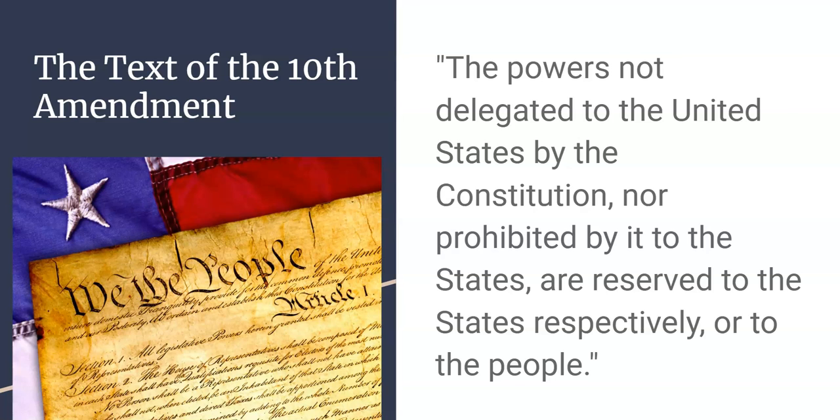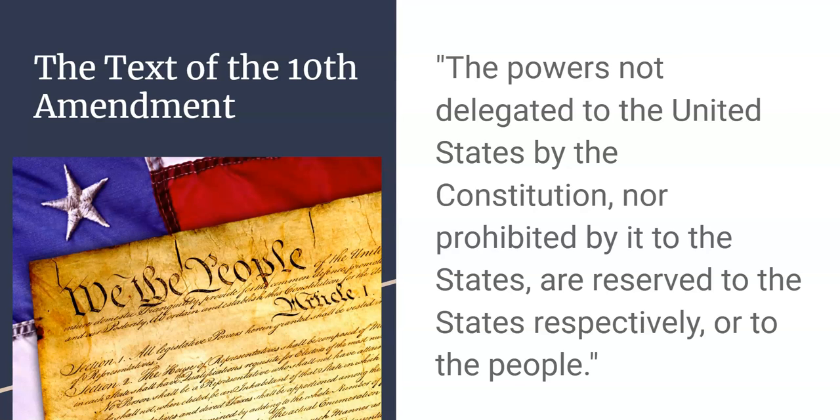Delegated means given to or provided to, right? So powers that are not delegated to the United States, and in this case, they mean the federal government. That's what they're referring to by the United States. So the powers not given to the United States by the Constitution, let's skip the middle part, are reserved to the states respectively. Okay, so we're going to skip this nor section in the middle and just read the sentence without that. The powers that are not given to the United States by the Constitution are reserved to the states.